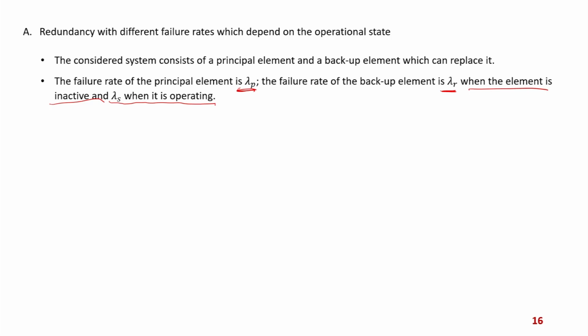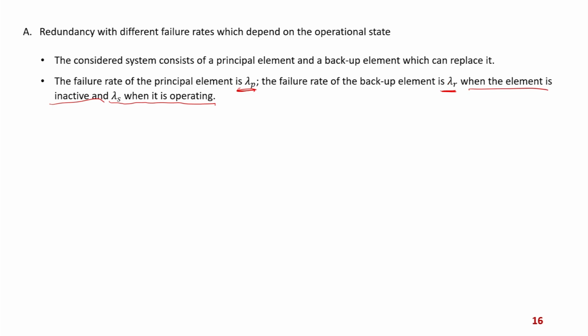For the principal element it is lambda p, that is the failure rate, and the failure rate of the backup element under two cases. One case is when it is inactive, means when the main unit or the primary unit is working, the backup unit can still fail, and that is given by lambda r. And after the main unit has failed and the backup element has started operating, in that case we are considering lambda s as the failure rate.